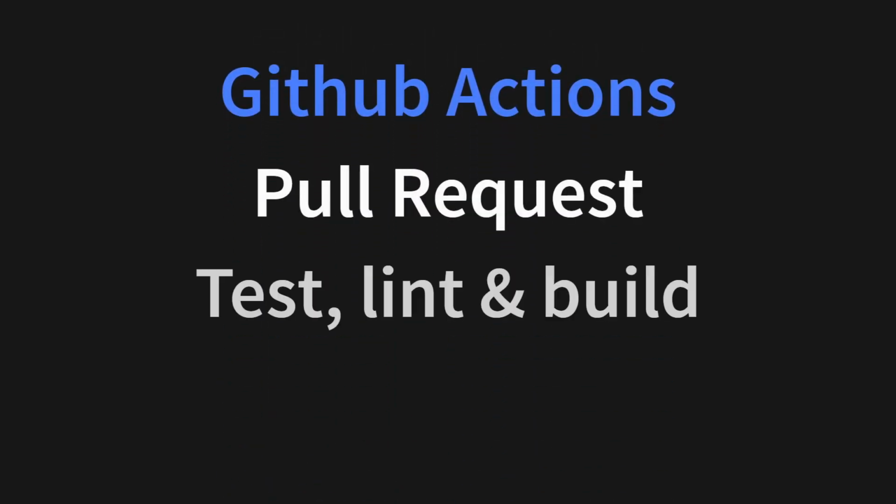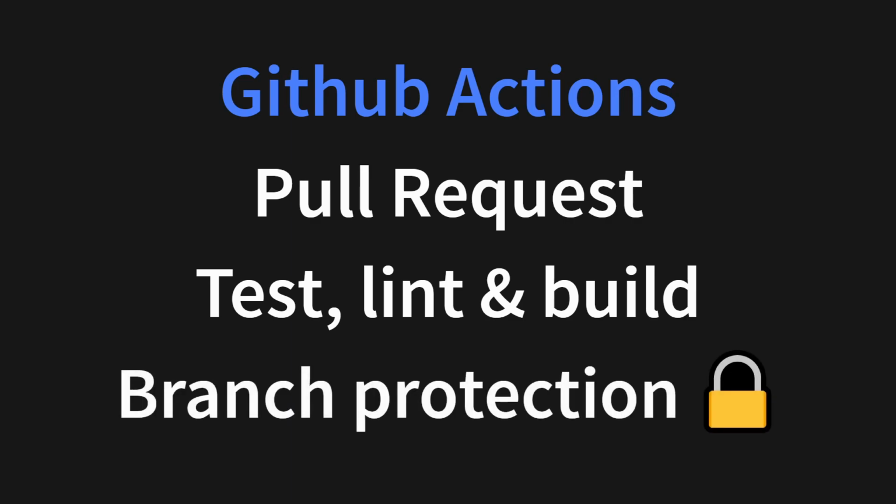We want to set up something called GitHub Action that runs automatically on each pull request so that test, lint and build will run and need to succeed in order for someone to be able to merge a pull request, which will give us higher code quality. And this can be enforced with something called branch protection. So let's set up the GitHub action.